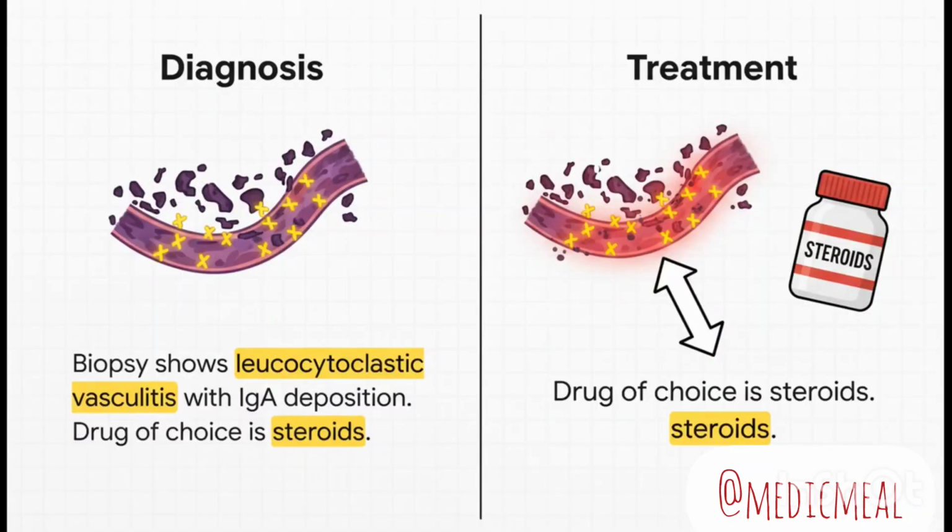The histopathology is what really confirms the diagnosis. A skin biopsy will show what's called a leukocytoclastic vasculitis, which is a mouthful, but it just means you can see all the broken up bits of neutrophils in and around the vessel walls. But crucially, special staining will light up with predominant IgA deposition, proving the underlying mechanism. And for treatment, the drug of choice to manage all that inflammation is steroids.